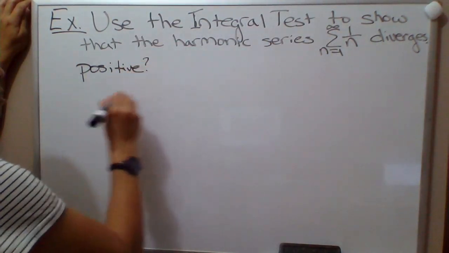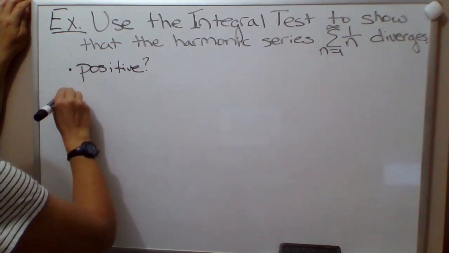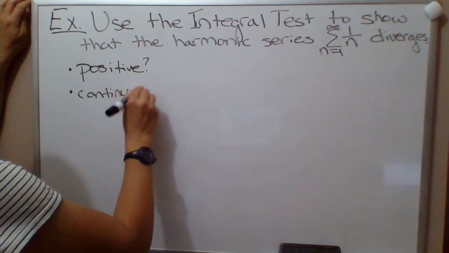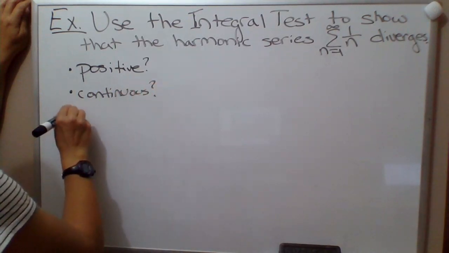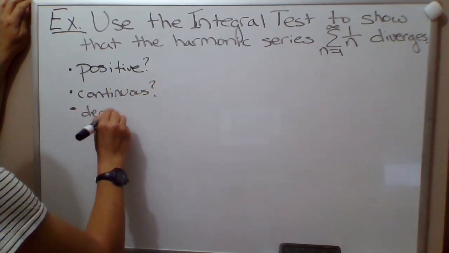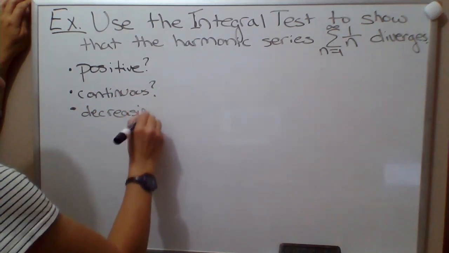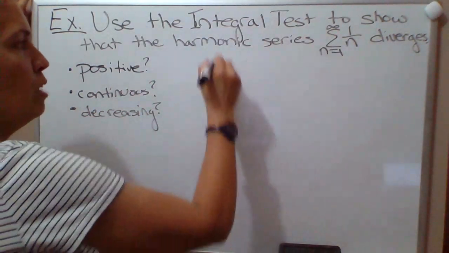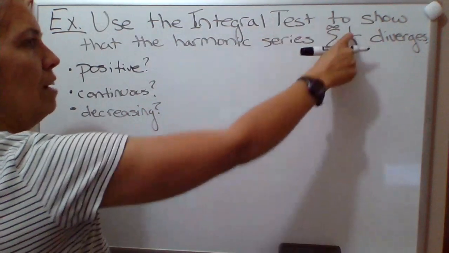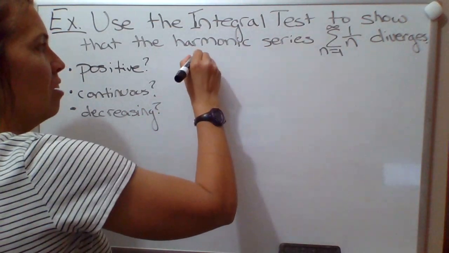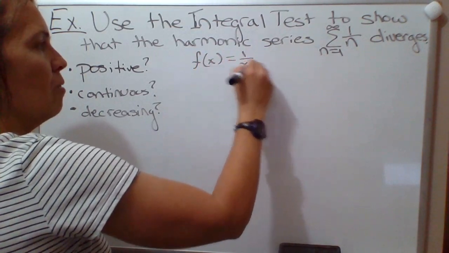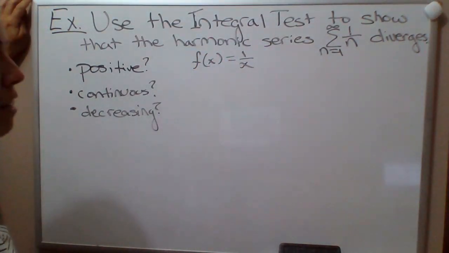So I'm going to put some question marks here. Is it positive? Is it continuous? And is it decreasing? And when I say it, the expression that I'm referring to is this 1 over n expression. And so if we're thinking of this as a continuous function of x, I'm going to write it as f of x equals 1 over x.